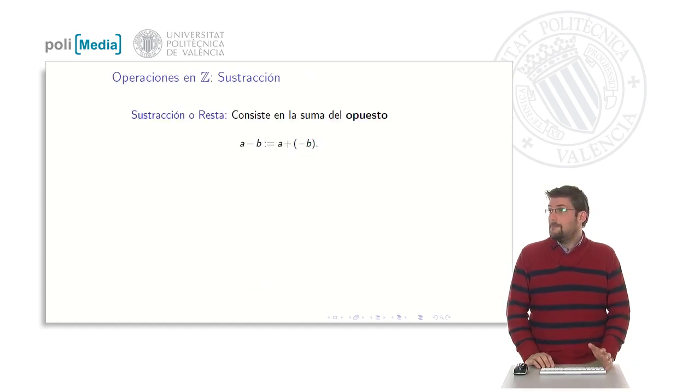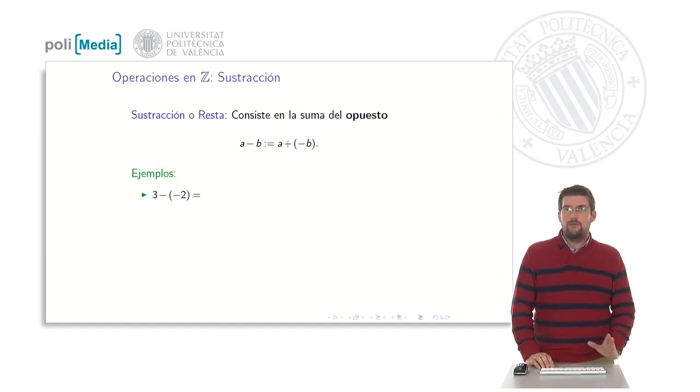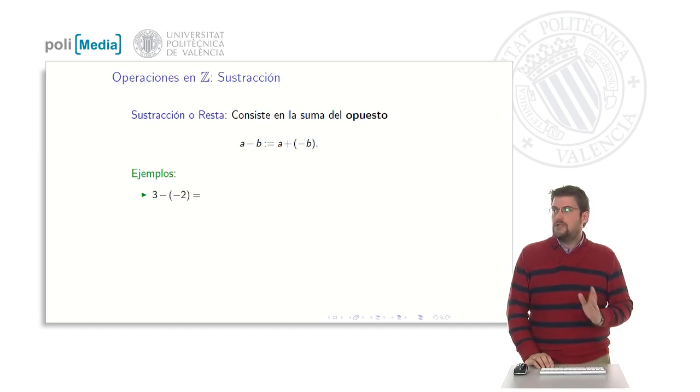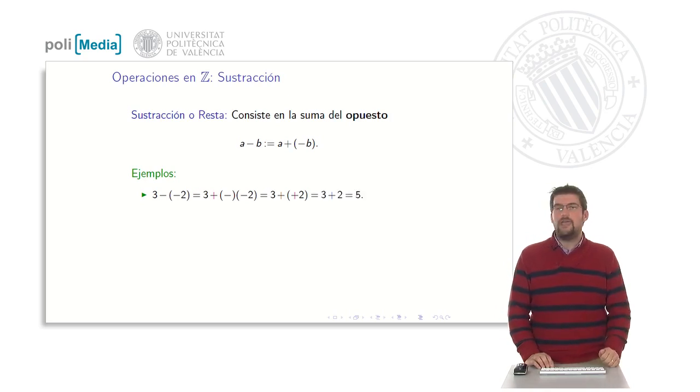The existence of the symmetric element in the sum allows us to define subtraction. How can we subtract two numbers? Well, given one number and another that we want to subtract, we leave the first number as it is and add its opposite. We are going to see a couple of examples of this. For example, 3 minus minus 2 would be the same as adding 3 to the opposite of minus 2. The opposite of minus 2 is 2, so it is 3 plus 2, which equals 5.